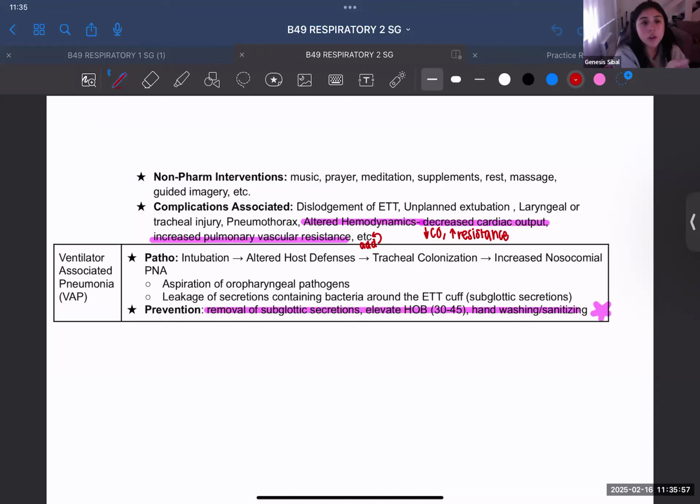And then obviously making sure you're washing your hands. Of course, always washing your hands, keeping things sterile or free of bacteria, just because, again, you have that risk of getting an infection all the time. So kind of basic stuff.